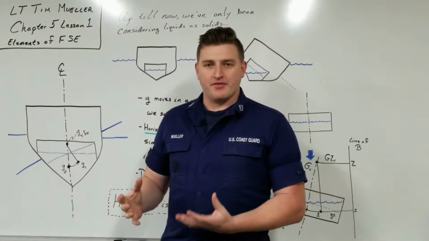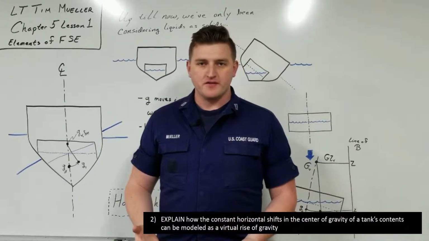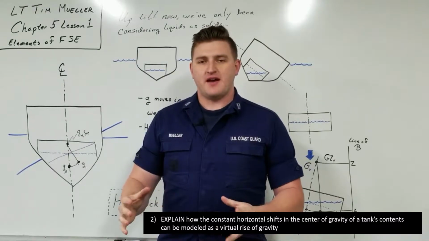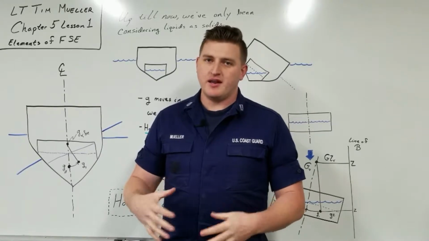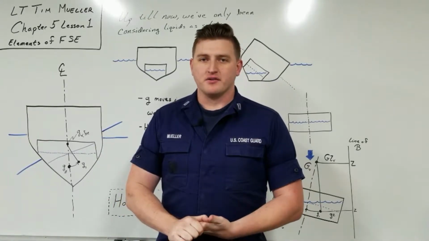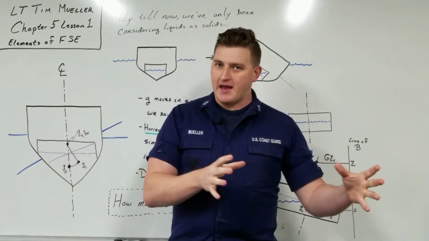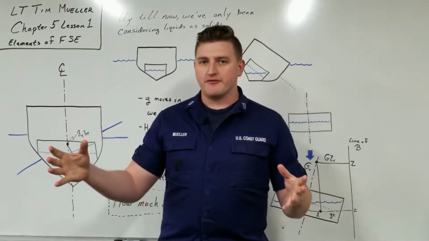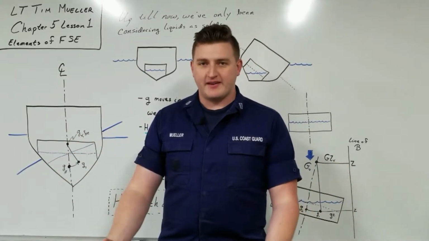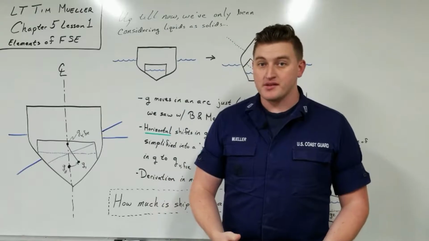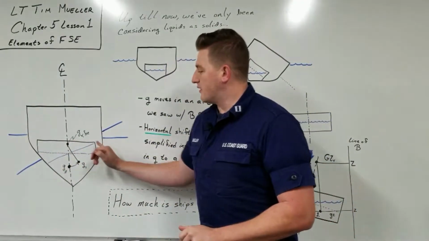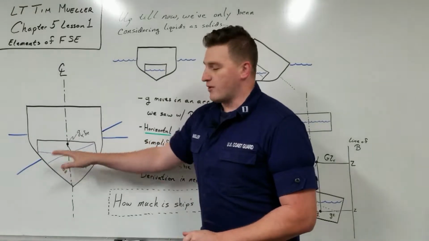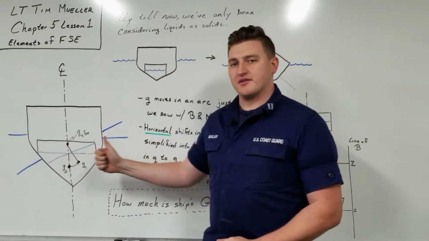So now thinking about this, what is the free surface effect? Well, the free surface effect is a reduction in initial stability and overall stability of a vessel due to that sloshing back and forth of water, diesel fuel, whatever it might be, inside of tanks, inside of flooded compartments. Wherever there might be water, there's always going to be this movement of water going back and forth. With that movement causes a horizontal shift.